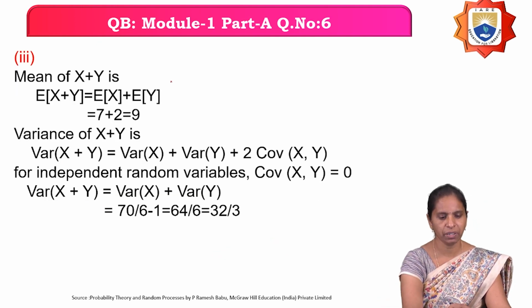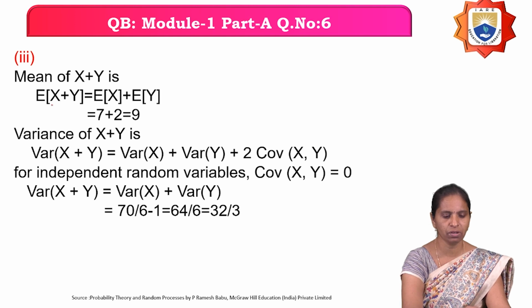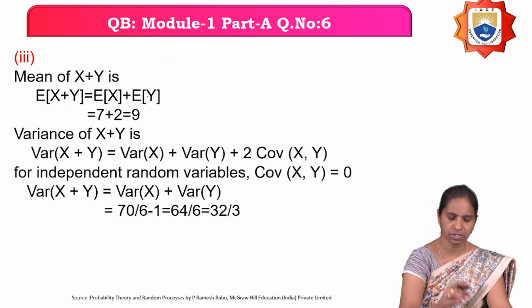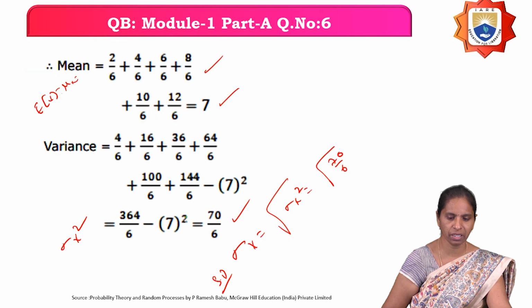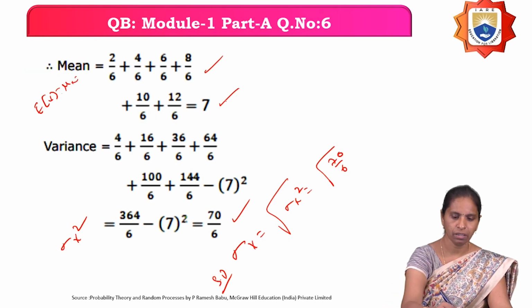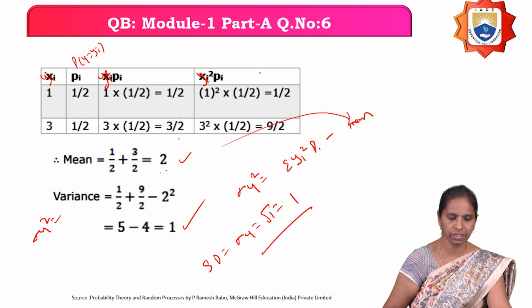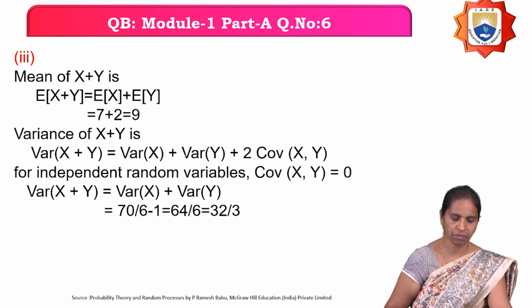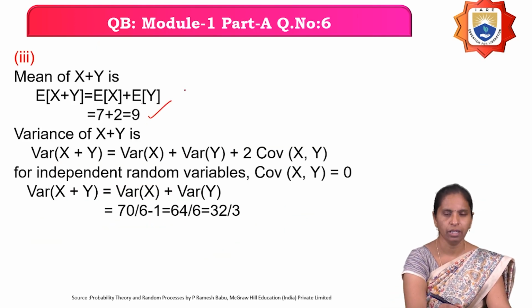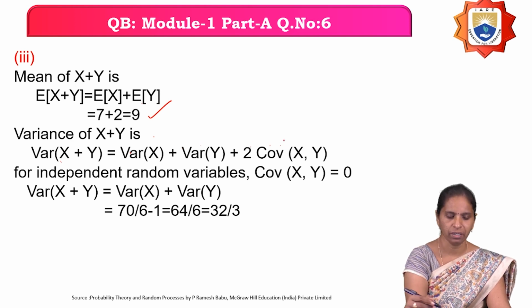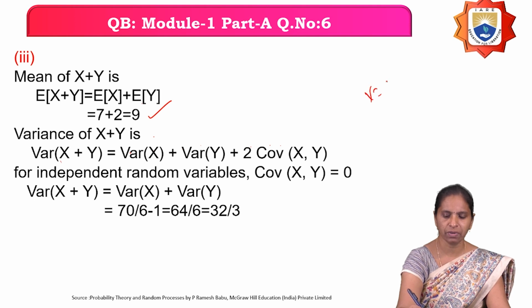Next, third one is the mean of x plus y. So what is mu of x plus y? Nothing but mu of x plus mu of y. The mean of x you got previously is 7, and the mean of y is 2. Therefore 7 plus 2 equals 9. Then variance of x plus y: nothing but variance of x plus variance of y plus 2 into covariance of x and y. So here, what is x value?